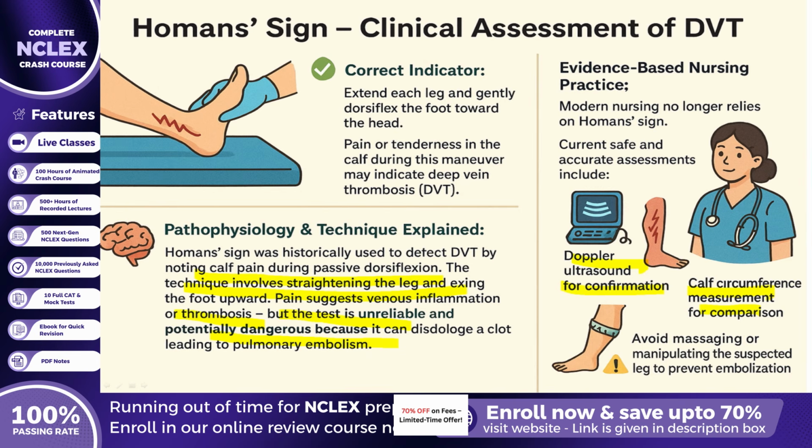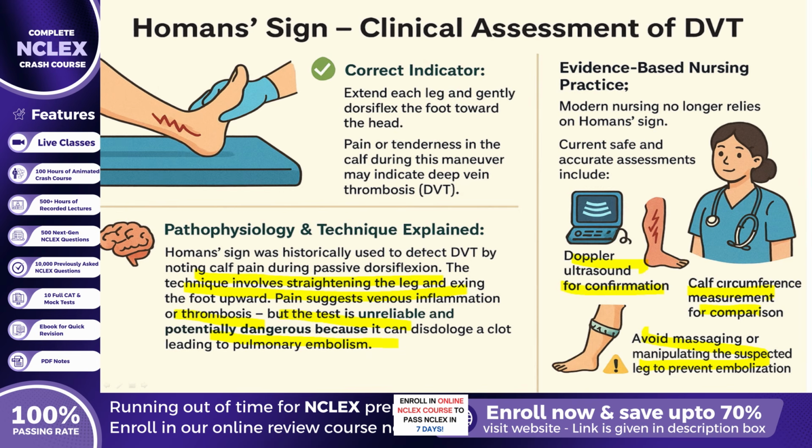redness, tenderness, and increased calf diameter, compared to the unaffected leg. Importantly, nurses should avoid manipulating or massaging the suspected limb, as this can increase the risk of embolization. Instead, preventive nursing care focuses on interventions such as encouraging early ambulation, using anti-embolism stockings, and applying sequential compression devices to promote venous return and prevent clot formation.